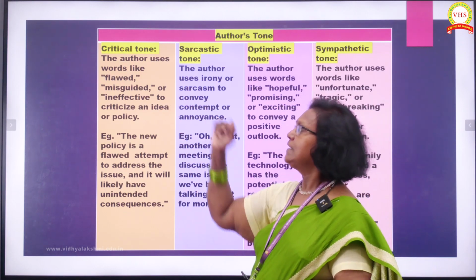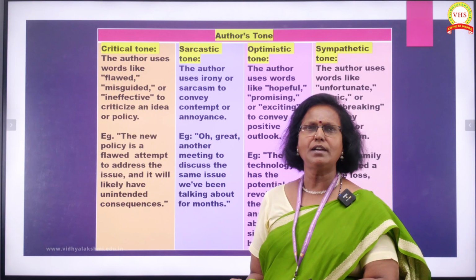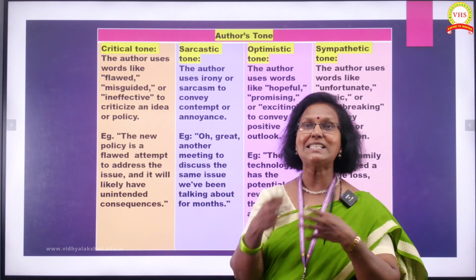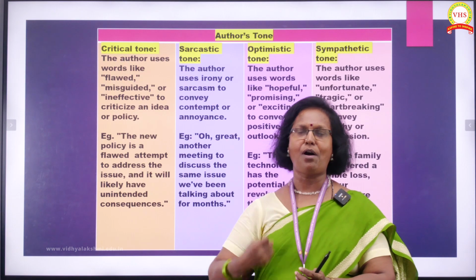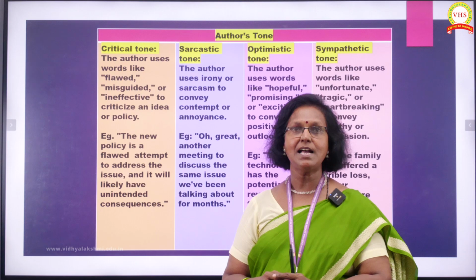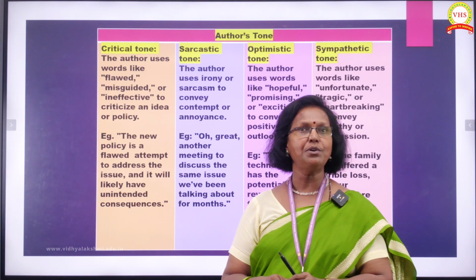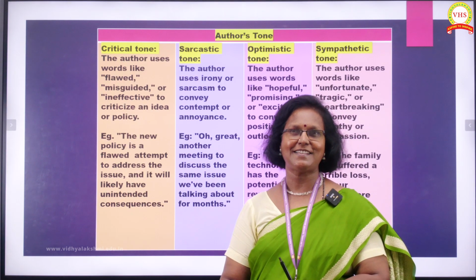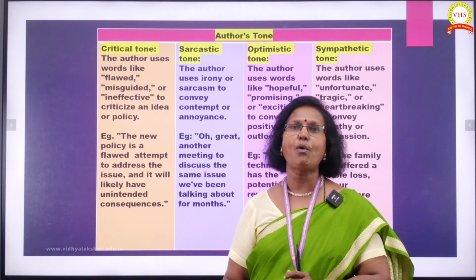So let us see first the critical tone. Here the author uses words like flawed, misguided or ineffective. It is for the sake of criticizing. When you want to say something is wrong, you will find out the faults. So it is flawed, ineffective and all such kind of things. Let's see the example here. The new policy is a flawed attempt to address the issue and it will likely have unintended consequences. Got it? So check for the words. Then you will understand the tone easily.